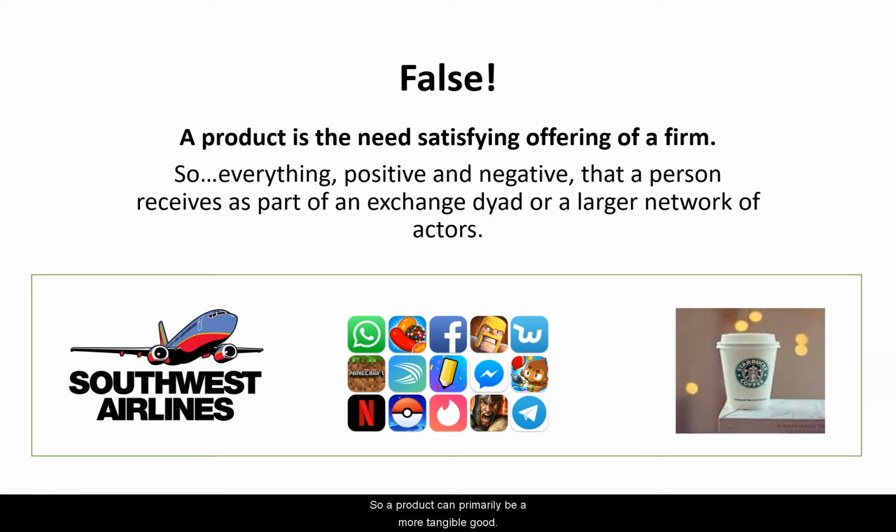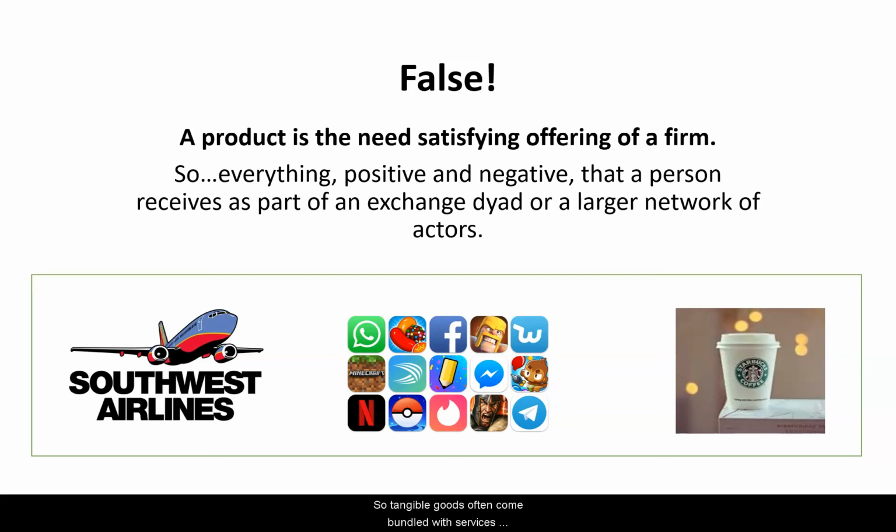So a product can be primarily a more tangible good, a less tangible service, or, usually, a mix in between. It's just a matter of how much action or use is the primary part of the exchange as opposed to a tangible type of value.